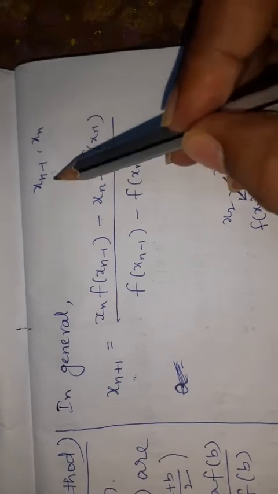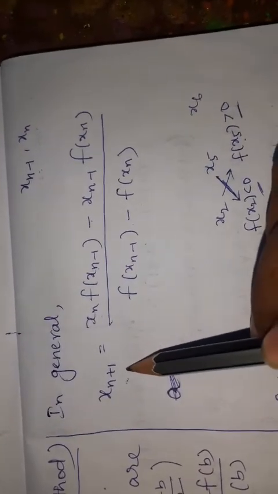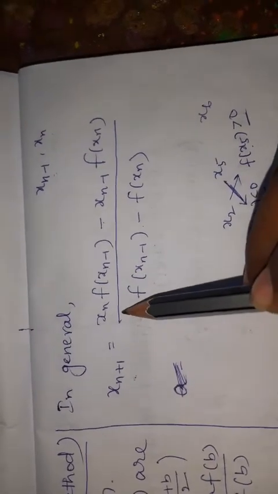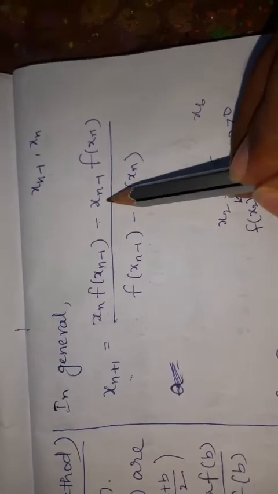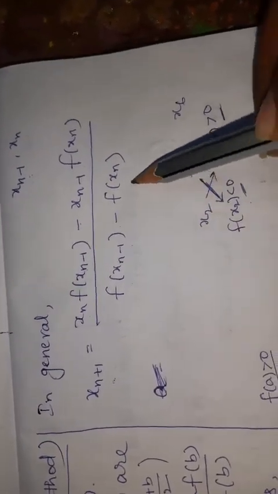If the functional values are of opposite sign and the root lies in between x n minus 1 and x n, then the next approximation x n plus 1 is equal to x n into f of x n minus 1 minus x n minus 1 into f of x n divided by f of x n minus 1 minus f of x n.